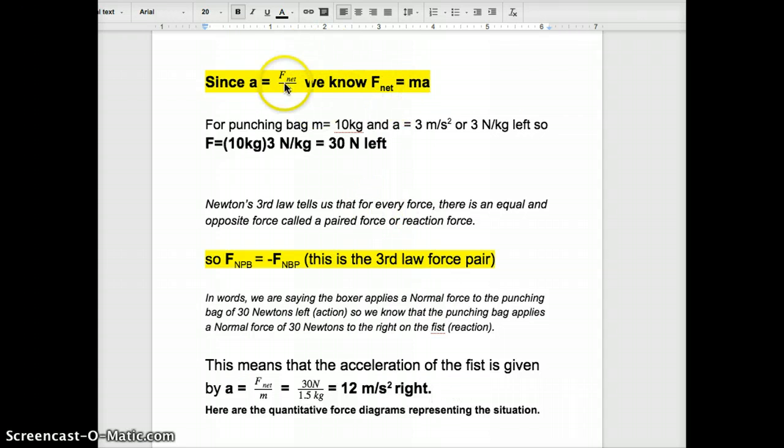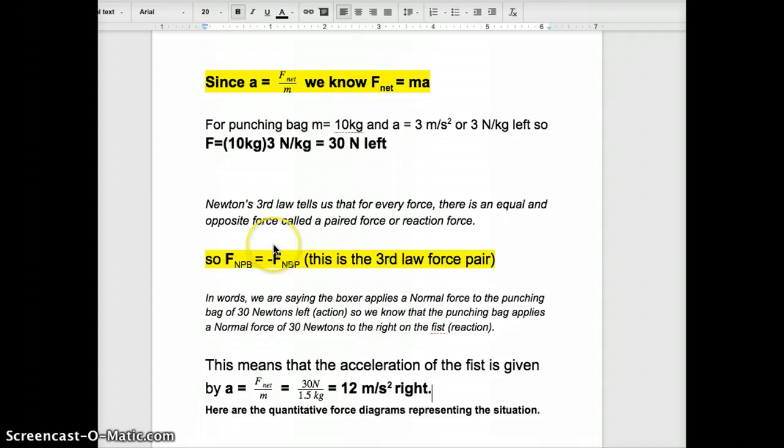So we know that if we solve for force here, force would equal mass times acceleration. We were given the mass of the punching bag being 10 kilograms, the acceleration being 3 newtons per kilogram, or 3 meters per second squared. Remember, both of those units work for acceleration. So 30 newtons to the left.